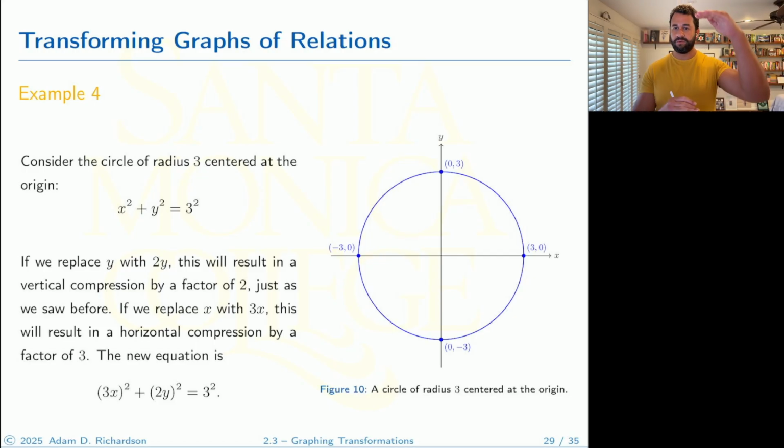Oh no, what am I saying? A compression. Faster, right? See, it'll even throw me off sometimes. It's going a lot faster, so it's going to give you a squish, right? A compression. And here, if we replace x by 3x, you're getting a horizontal compression.